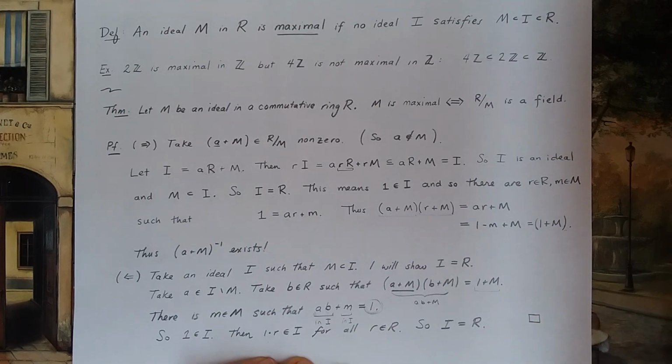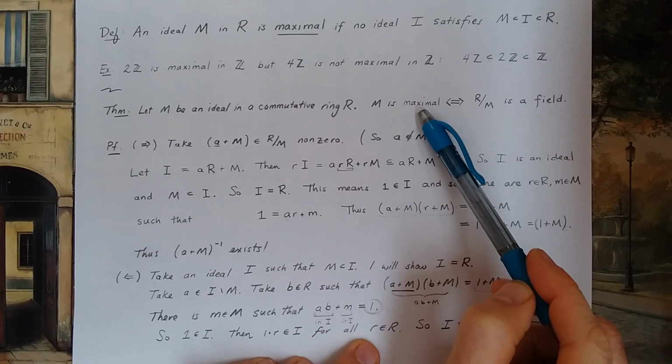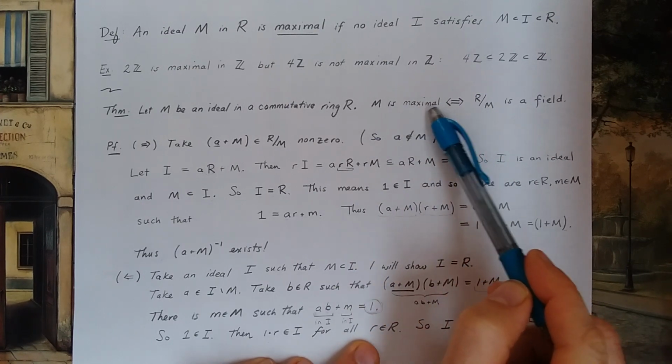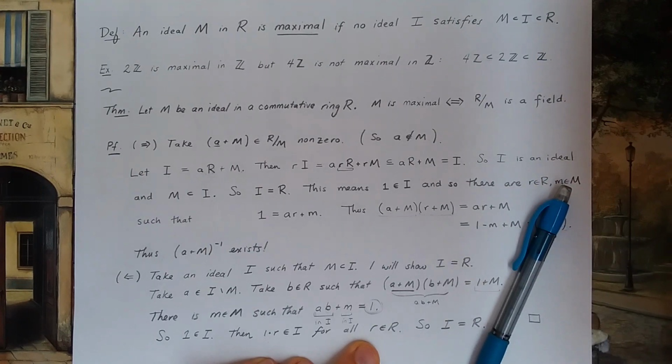So that shows that if you have a maximal ideal, that is an equivalent condition to the factor ring being a field. All right, great.